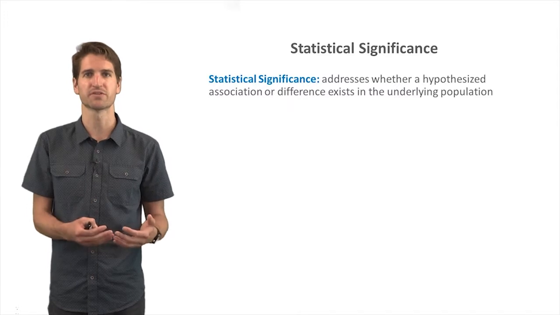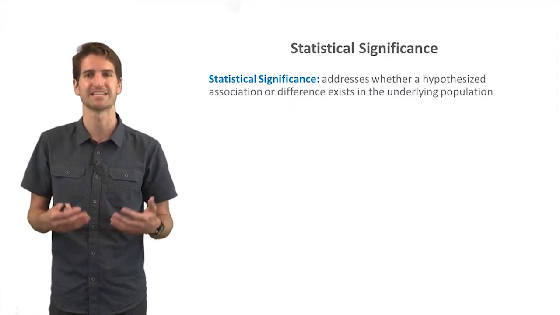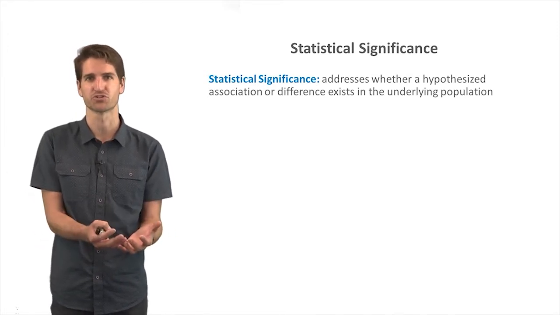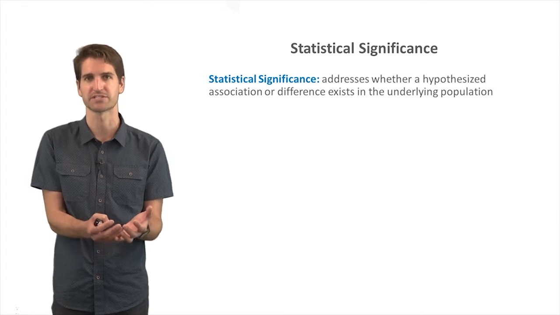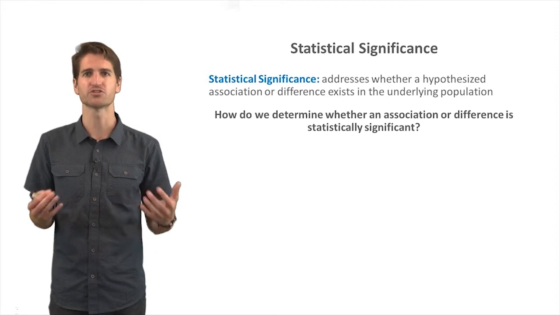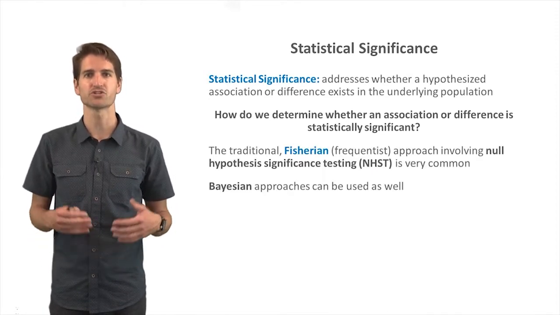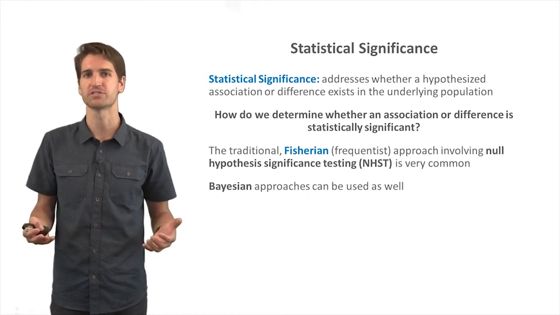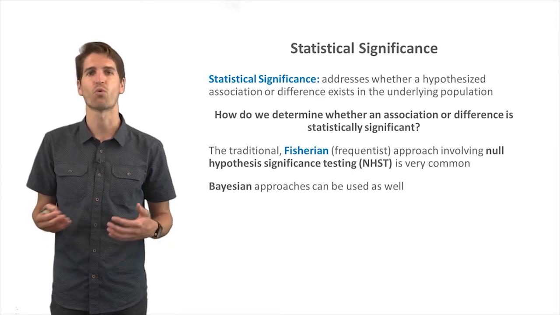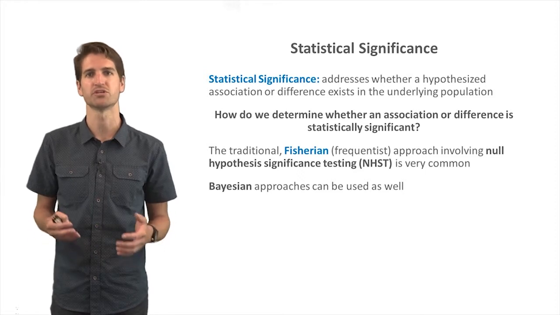So let's deep dive into statistical significance. As we just covered, it addresses whether a hypothesized association or difference exists in the underlying population. Remember, we derive a particular statistical significance test from just a sample, and the sample comes from a broader population. So how do we determine whether an association or a difference is statistically significant? Well, the traditional, or Fisherian, or frequentist approach involves using null hypothesis significance testing, and this is quite common. However, I'd also like to note that there are Bayesian approaches that can be used as well.